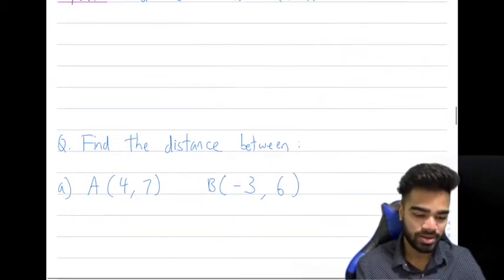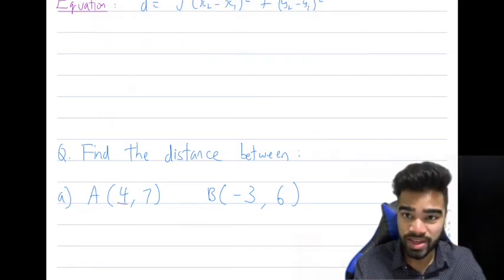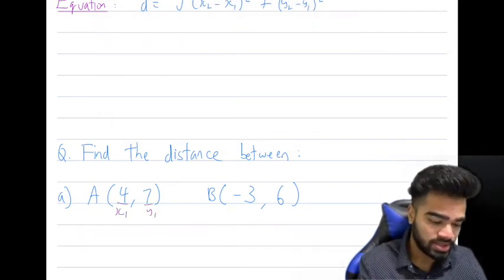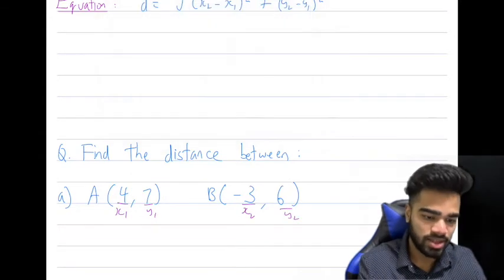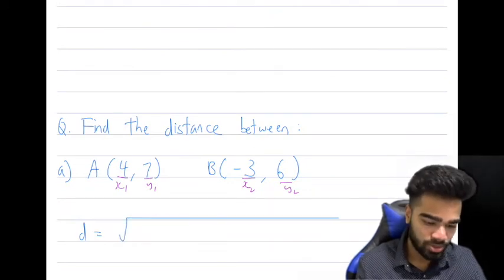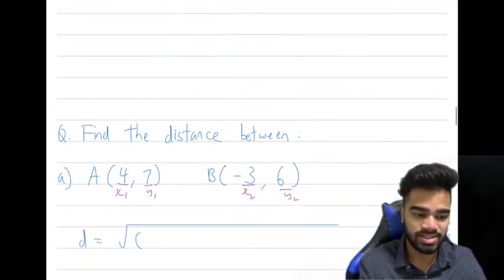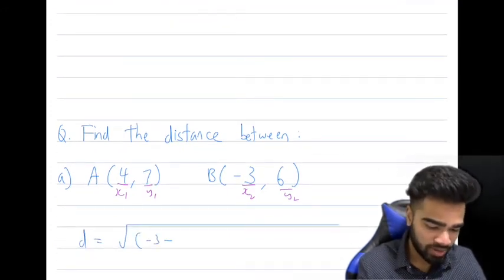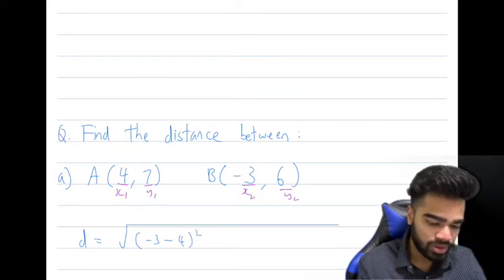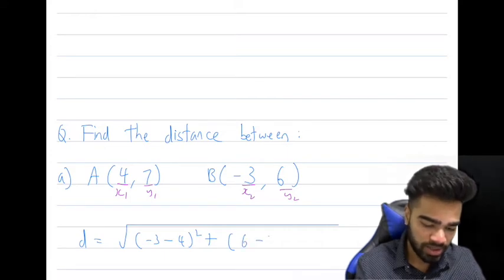Okay, so again, let's apply this equation in a question. Again, we're going to do the same thing. We're going to label our coordinates x1, y1, x2, y2. And it's as simple as plugging these numbers into the formula. So distance is equal to square root of, we'll do x2 minus x1 first because I said that first. So x2 is negative 3 minus 4, whole thing squared, so x2 minus x1 squared, plus y2 minus y1, which is 6 minus 7, whole thing squared.